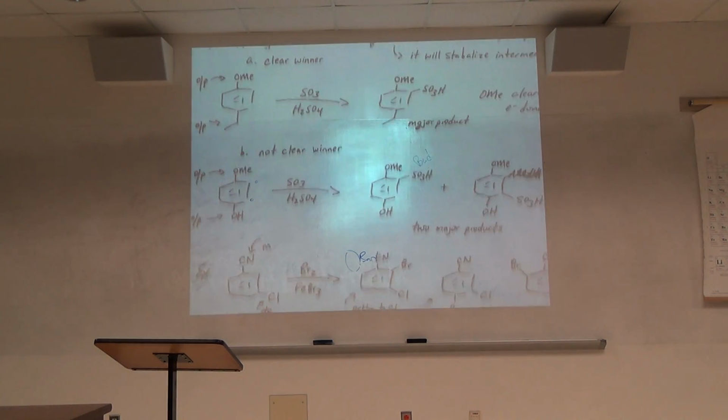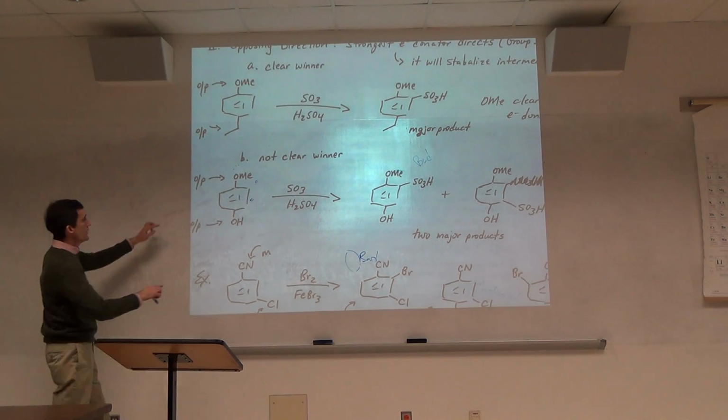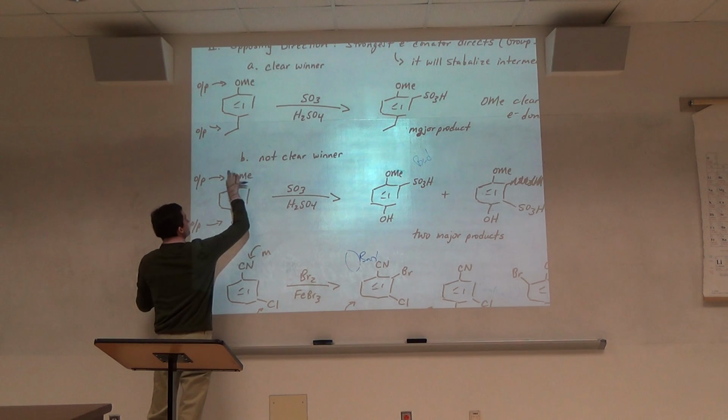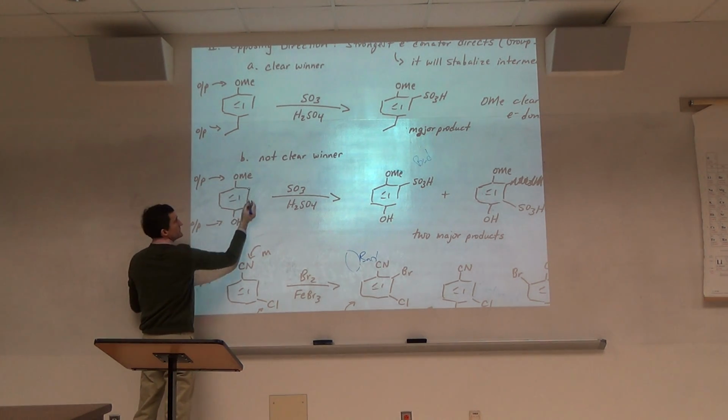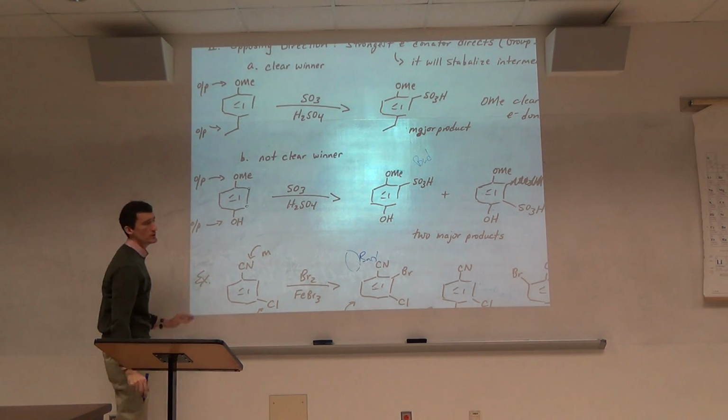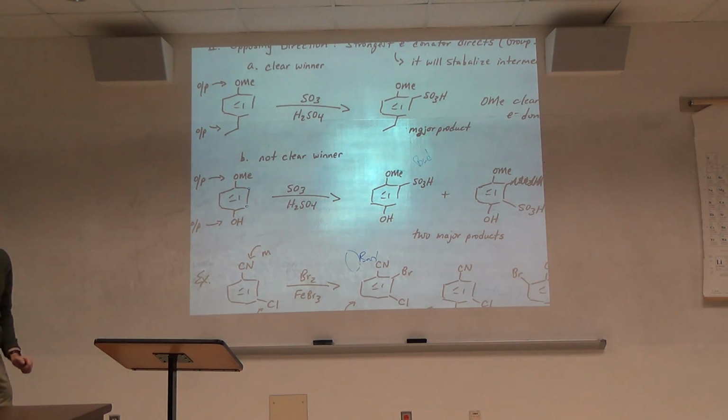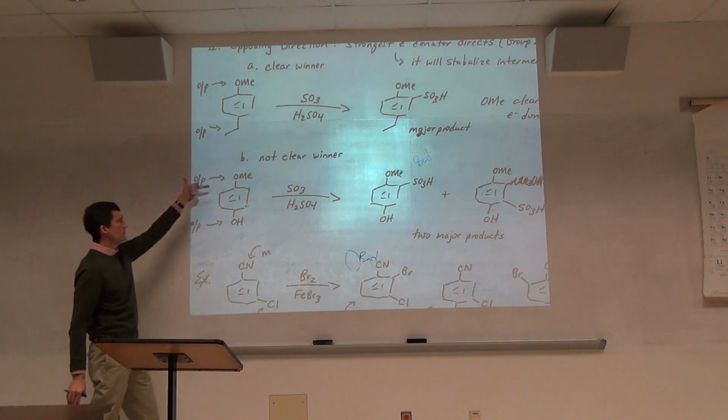Down below, we have a not so clear winner. Both of these are ortho-para directors. This group directs here, this group directs here. Which one's going to win? They're both group 1. The OH is a little bit stronger. Why? If we were to make an argument, I would argue that this is a little bit stronger.